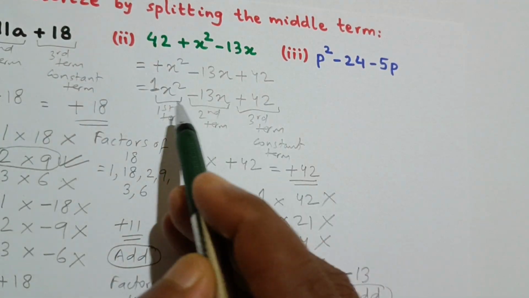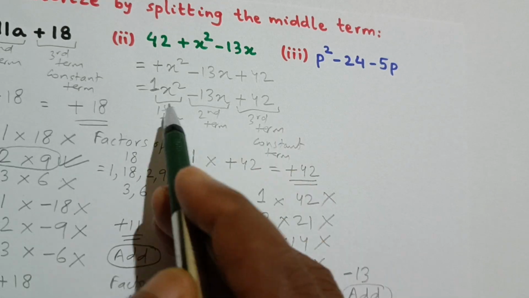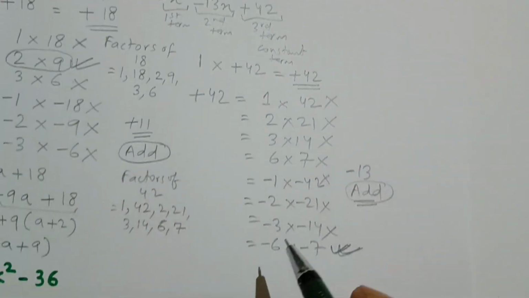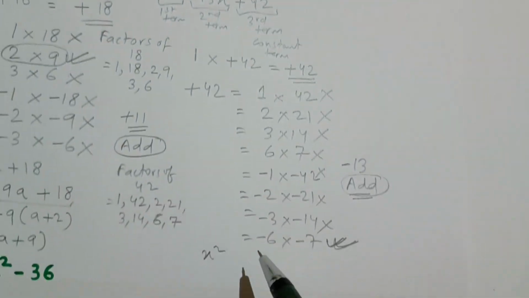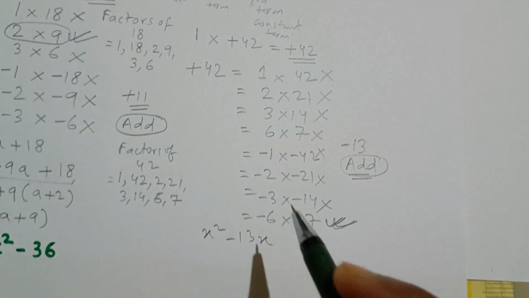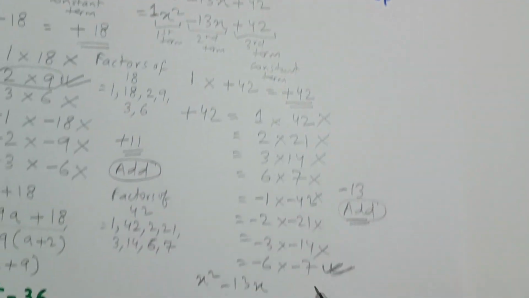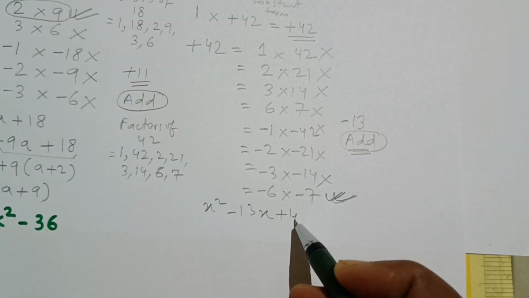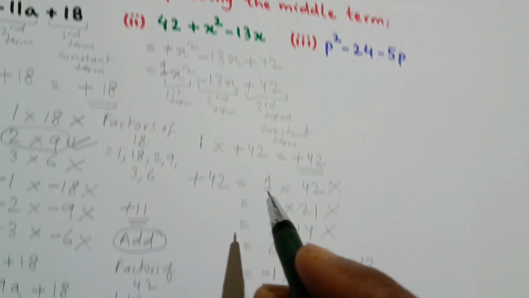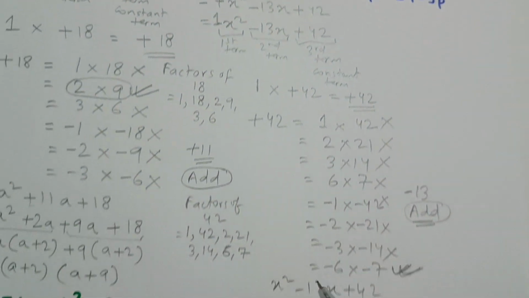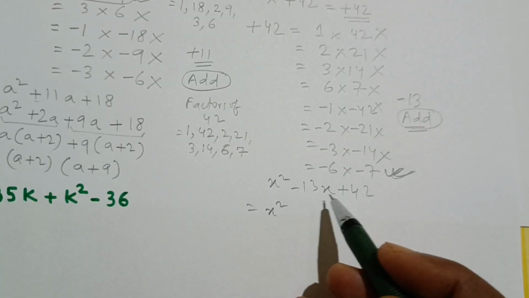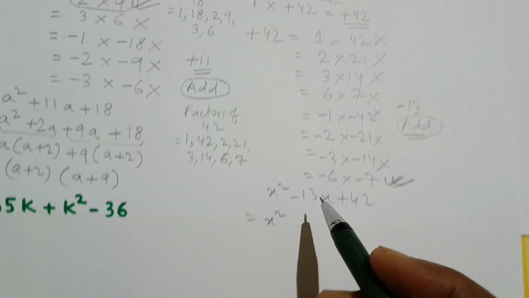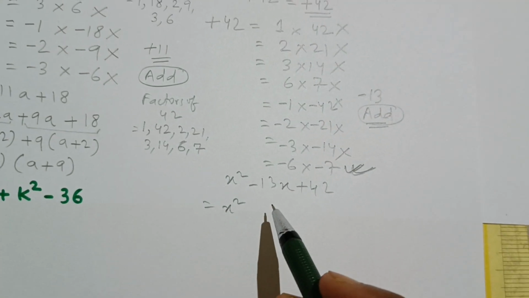So I will write this given quadratic polynomial: x square minus 13x plus 42. Now we are going to factorize it by splitting the middle term. The first term, and now the second term is the middle term. So now I am going to split this middle term. How am I going to split it?